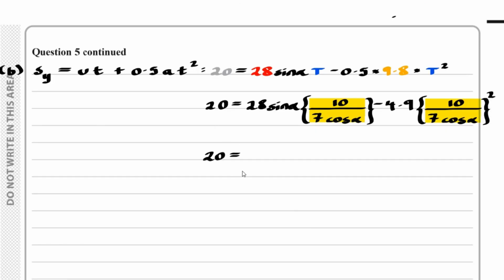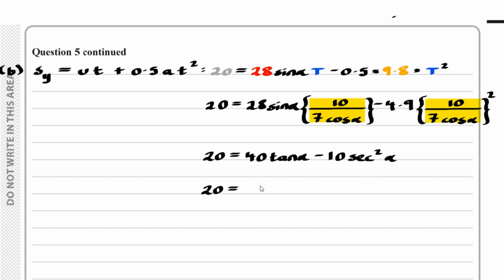So we have 20 equals, now here we have 28 multiplied by 10 divided by 7 multiplied by sine alpha over cos alpha, so that's the same as 40 tan alpha, and then we subtract 4.9 times 10 over 7 cos alpha squared, which is negative 10 sec squared alpha, because 1 over cos alpha squared is the same as sec squared.